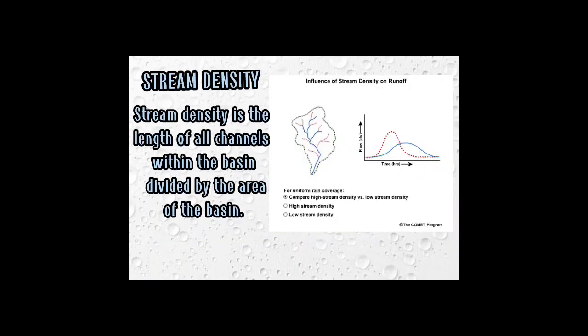The last one is the stream density. Stream density is the length of all channels within the basin divided by the area of the basin. Stream density is one of the most important characteristics for evaluating potential runoff. In a basin with high drainage density, the contribution of surface runoff to stream discharge will be high, while the base flow will be low. The next one is the soil properties.